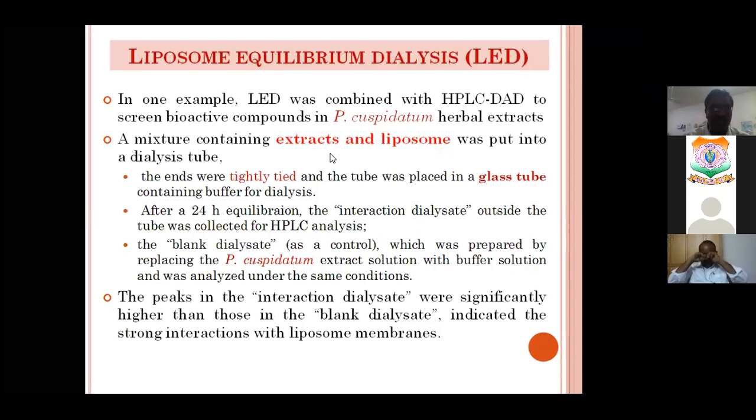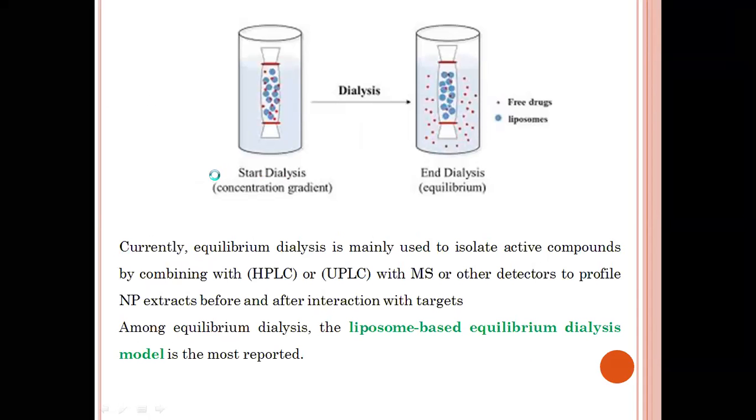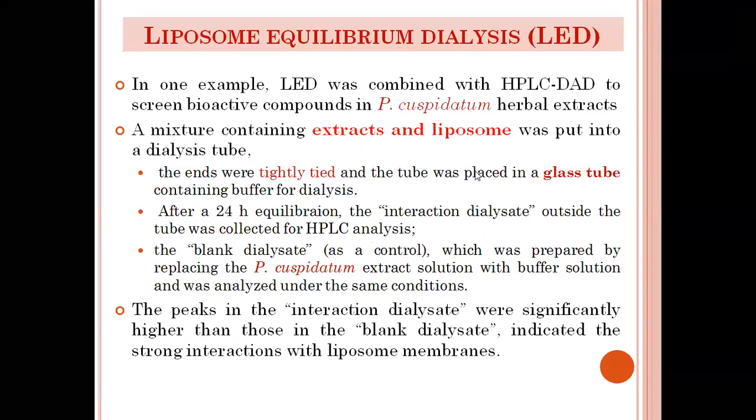A mixture containing extract and liposomes is put in a dialysis chamber having a tube. This is called a dialysis tube. Both the ends are tied and it is placed in a glass tube containing a buffer for dialysis. After 24 hours of equilibration, the interaction dialysate outside the tube was collected for HPLC analysis.